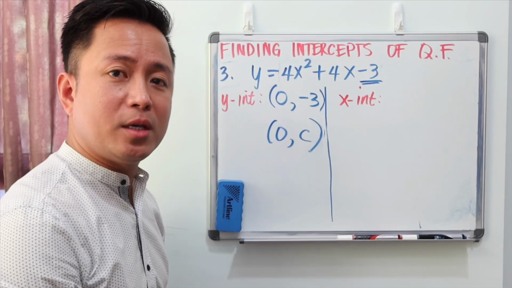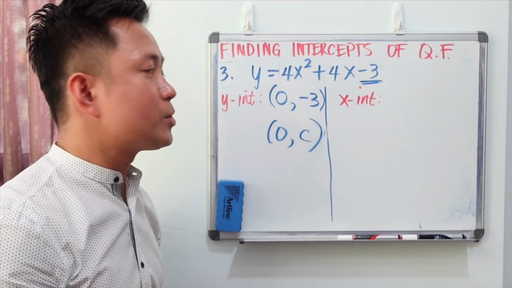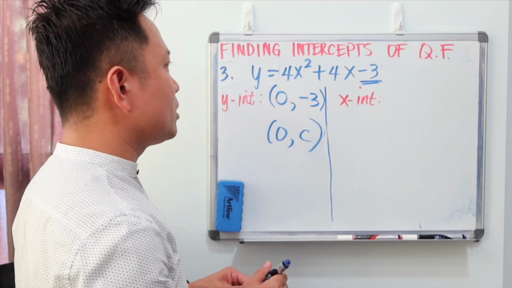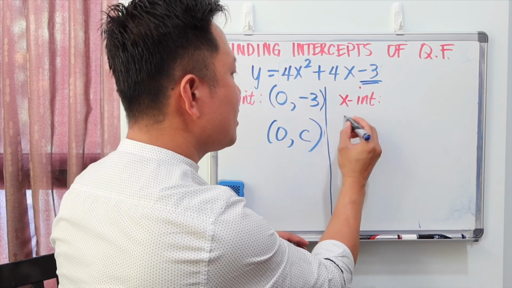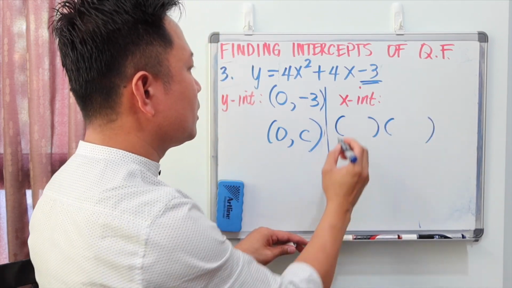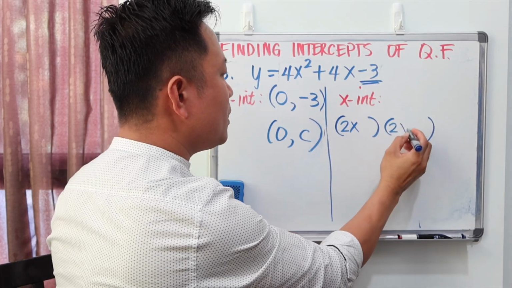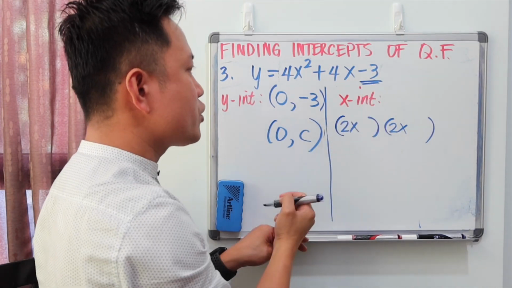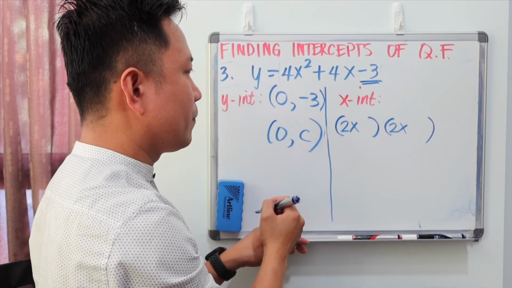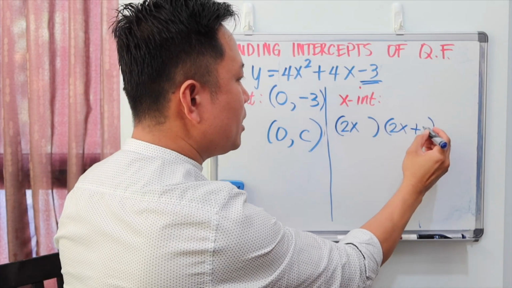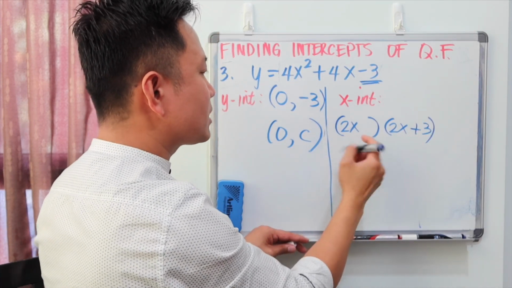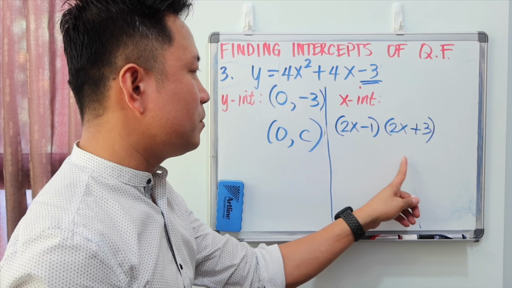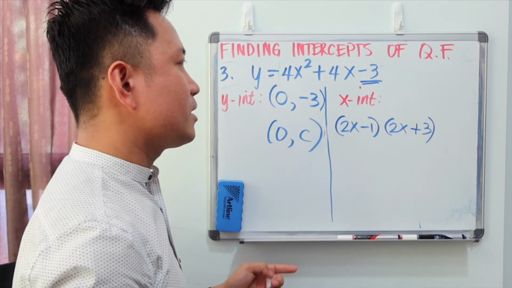Since the quadratic function is in standard form, we need to solve for the x-intercepts by factoring. This quadratic function, 4x squared plus 4x minus 3, can be factored as 2x and 2x, that will give me 4x squared. I need to look at factors of negative 3, and when I do the distributive property, I will get positive 4. So here I will be using plus 3, that way I will get 6x, and I will use negative 1, that will give me negative 2x. So negative 2x and positive 6x will give me 4x as the middle term.